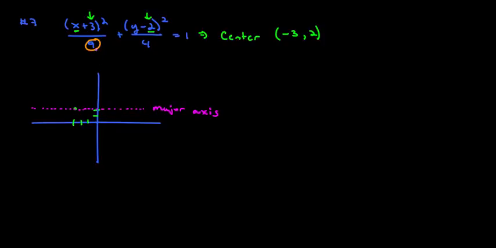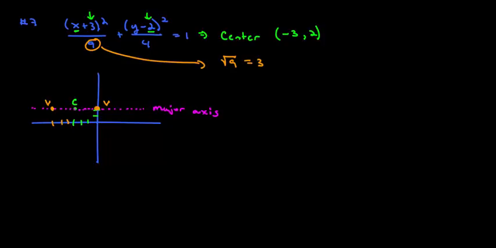Now the square root of 9, which is 3, is going to tell us how far left and right we move to get to the vertices. So my first vertex goes from the center to the right 3, so 1, 2, 3. Here's a vertex. Let's label this as C for center. And then 3 the other direction. There's my other vertex.